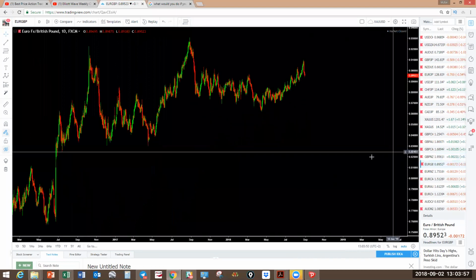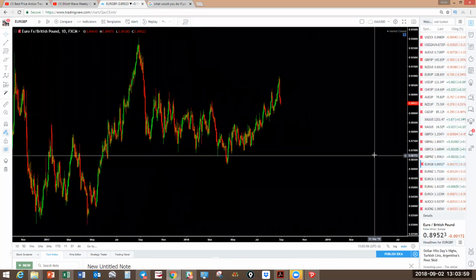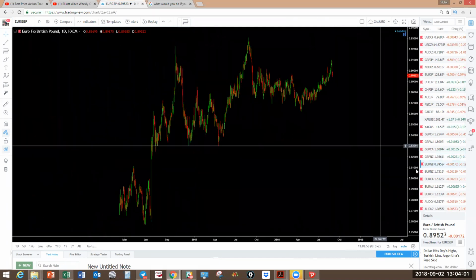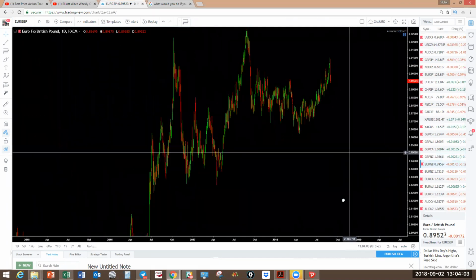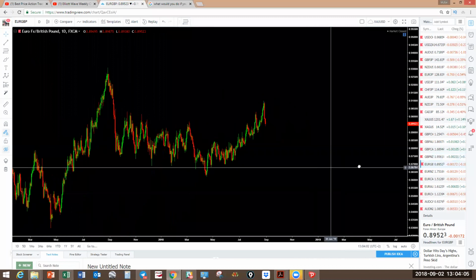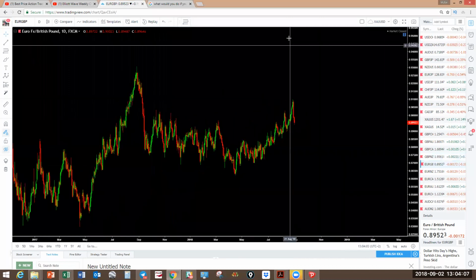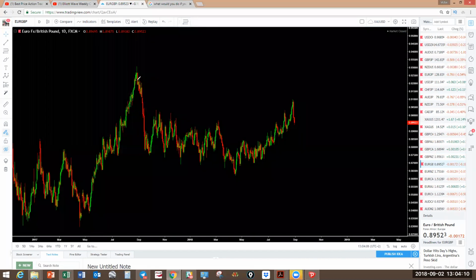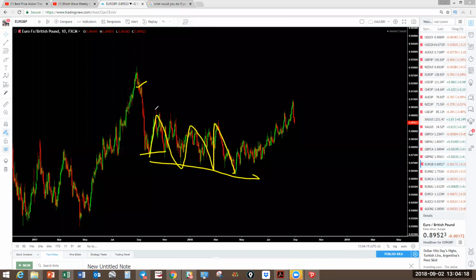Euro pound. Euro pound, very interesting. You've got a very interesting structure. Okay, so I have not traded this pair since I took a shot at this level and it came back down to this. Okay, I have not traded this throughout this whole correction. It has just been a mess.